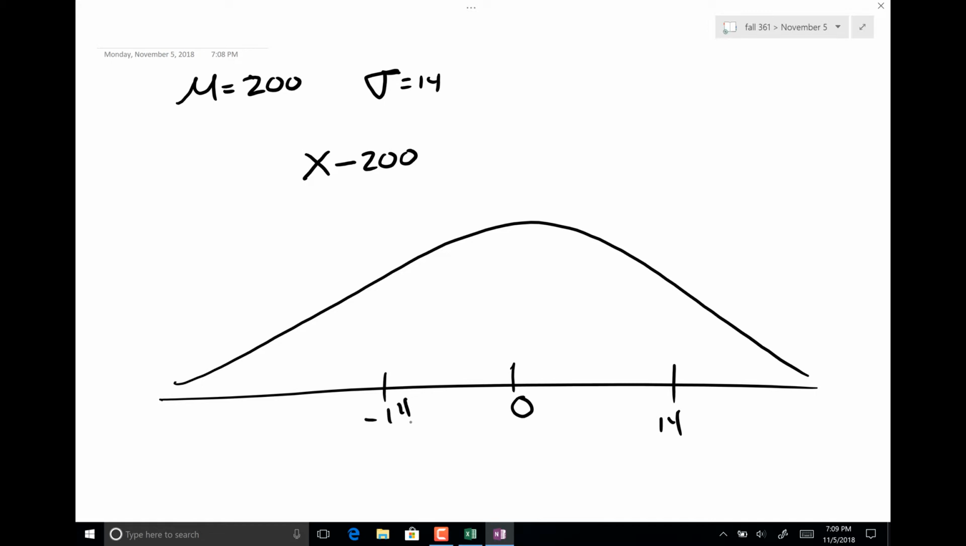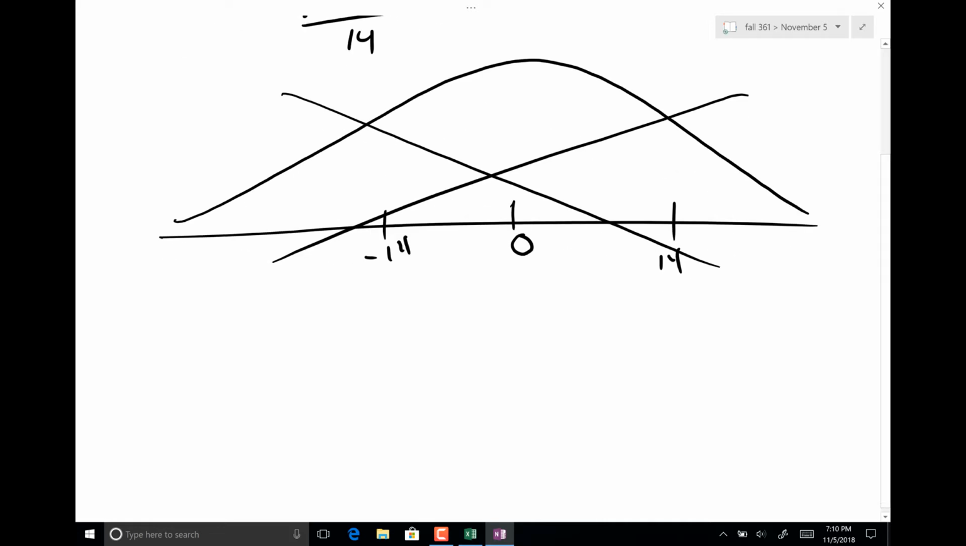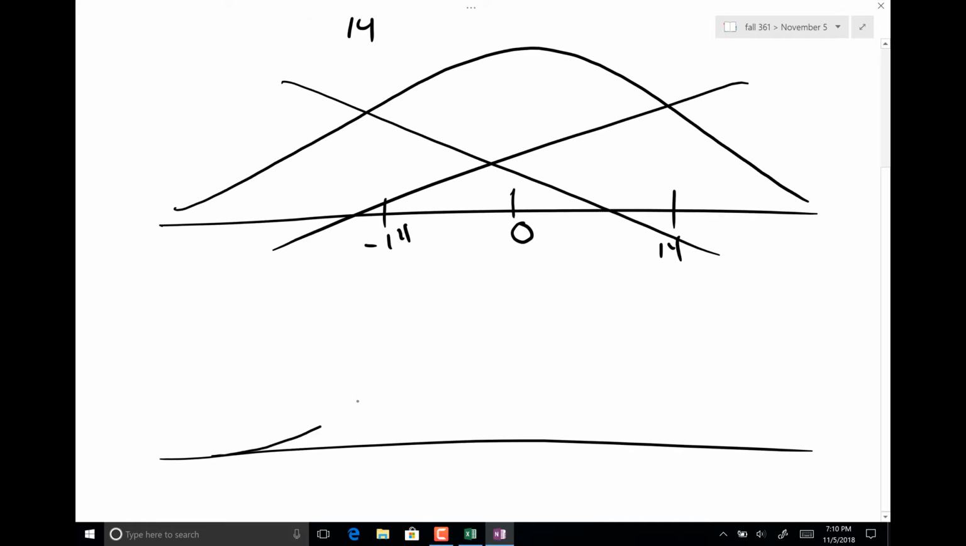This is no good. I don't want to have a standard deviation of 14 pounds. So what I'm going to do is divide by the standard deviation. So now it's going to be clumped around 0 with a standard deviation of 1. There, I fixed it. That's what we're doing when we do these. And we're going to do this to every single problem.